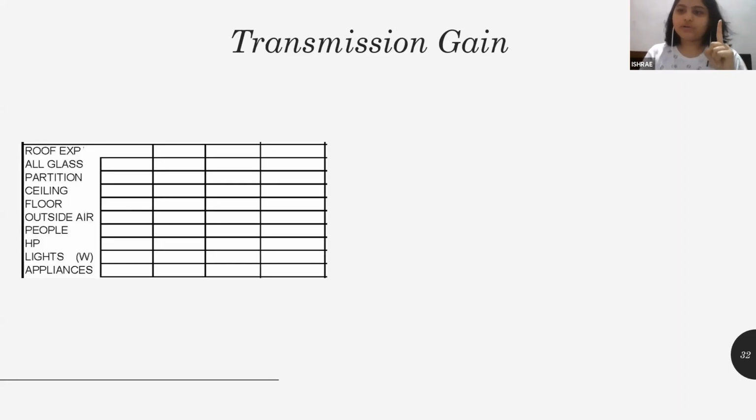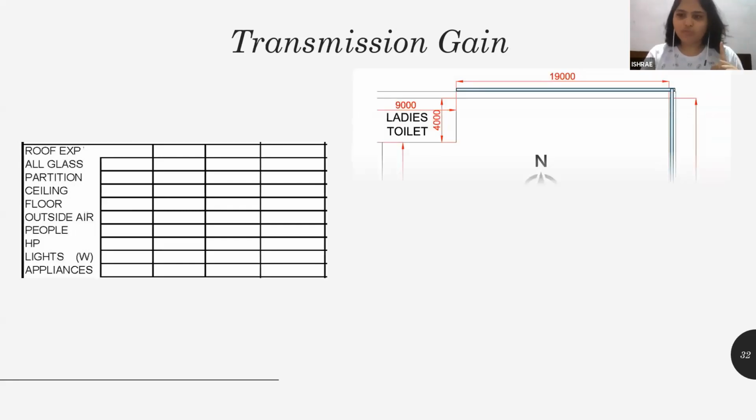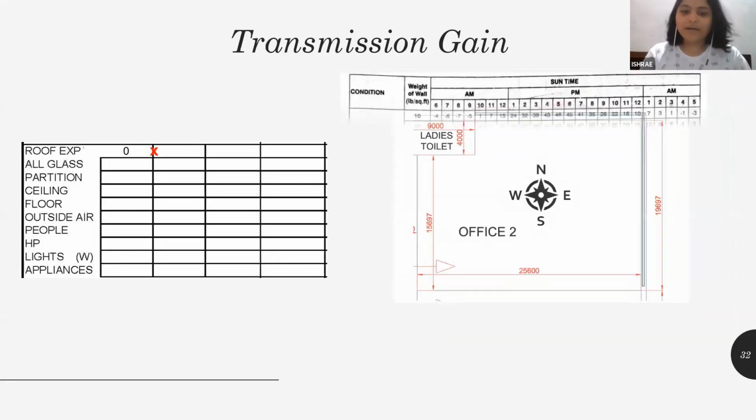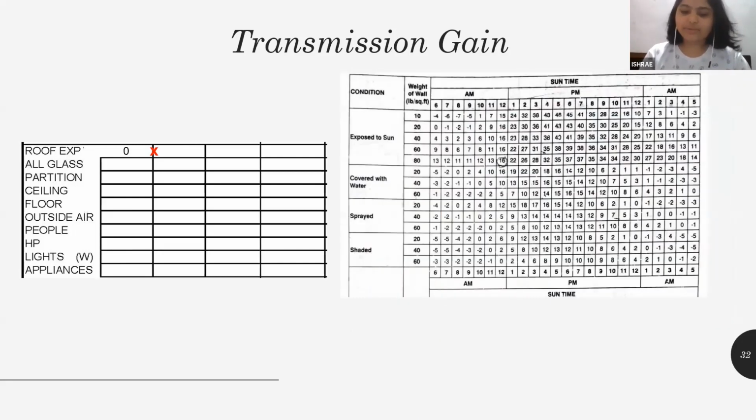So first we are going to talk about the transmission gain to roof. In this case there is no roof, so I've put my total area as 0 for the roof. But just for the sake of calculation, and because you all will be having a roof, I'm going to show you all how to calculate it, so that when you are doing the top floor, you can do the roof calculation.